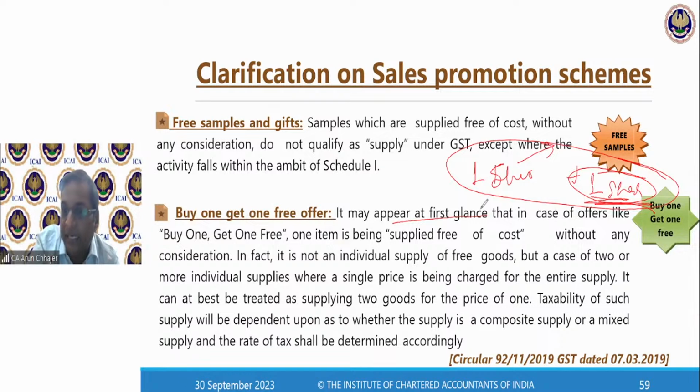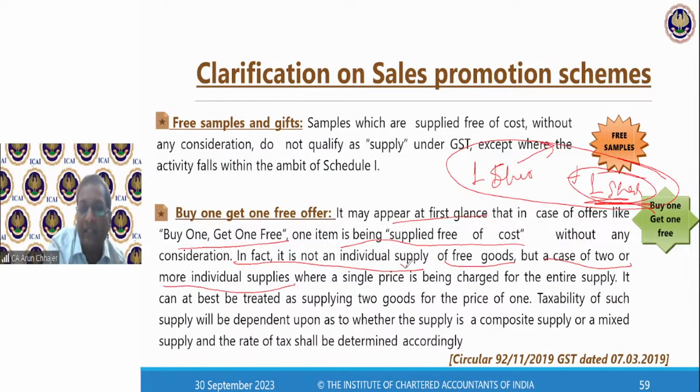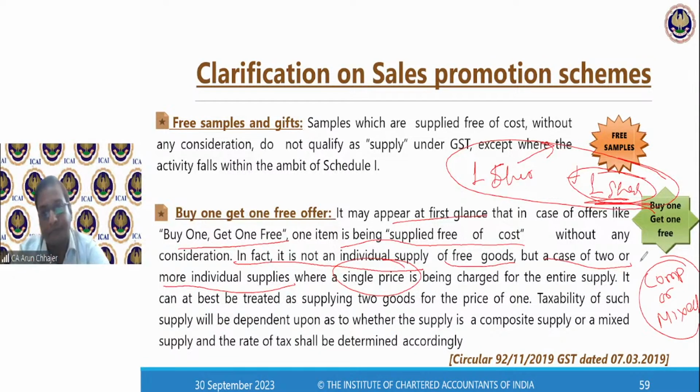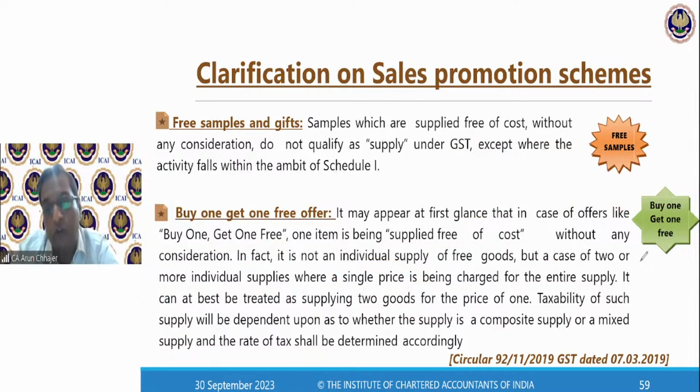It may appear at first glance that in an offer like buy one get one, an item is being supplied free of cost without any consideration. In fact, it is not an individual supply of the free goods. Rather, it is a case of two or more individual supplies where a single price is being charged for the entire supply. Now, it can be treated as a composite supply or mixed supply based on other elements like naturally bundled, presence of principal supply and ancillary supply. So based on that, you will decide whether it is a composite supply or mixed supply, but it has been clarified that it is not an individual supply. So you cannot say that one item is being given free of cost.